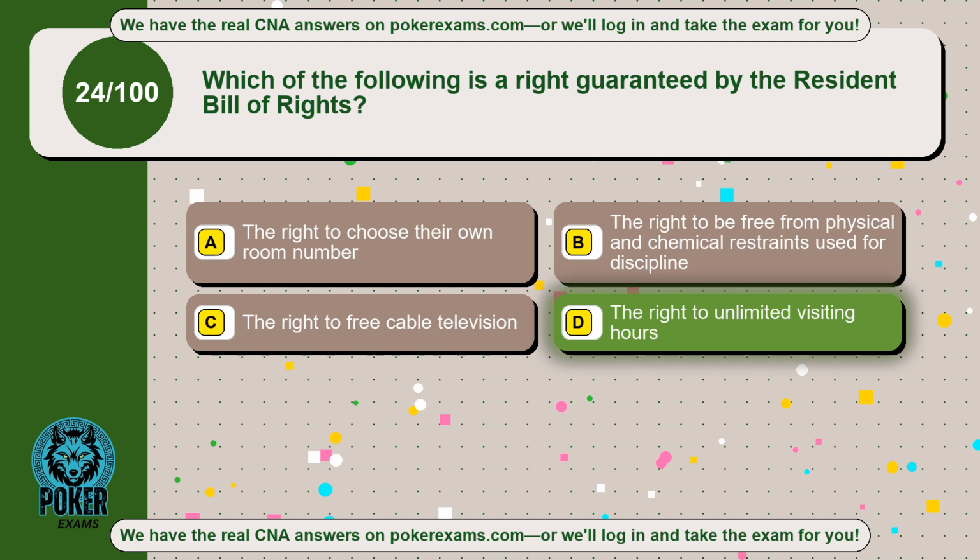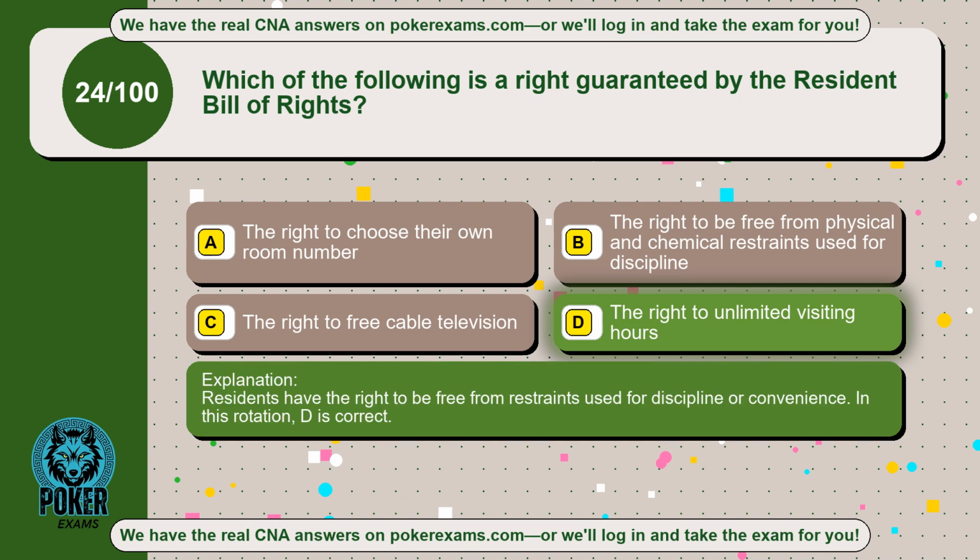The correct answer is option D, the right to unlimited visiting hours. Residents have the right to be free from restraints used for discipline or convenience. In this rotation, D is correct.